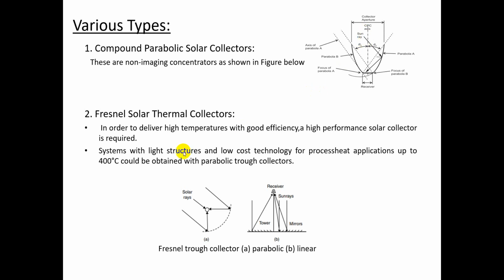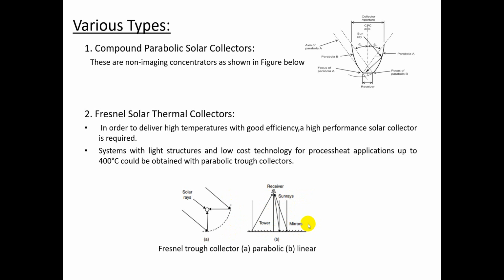In the second case, we call it the Fresnel based solar thermal collector. Here, if you look at the figure, parabolic or linear based, these are the sun rays coming and hitting the surface and converging at one particular common point. From these towers the rays fall and are collected at the receiver point. These are the sun rays and the bottom is the mirror.